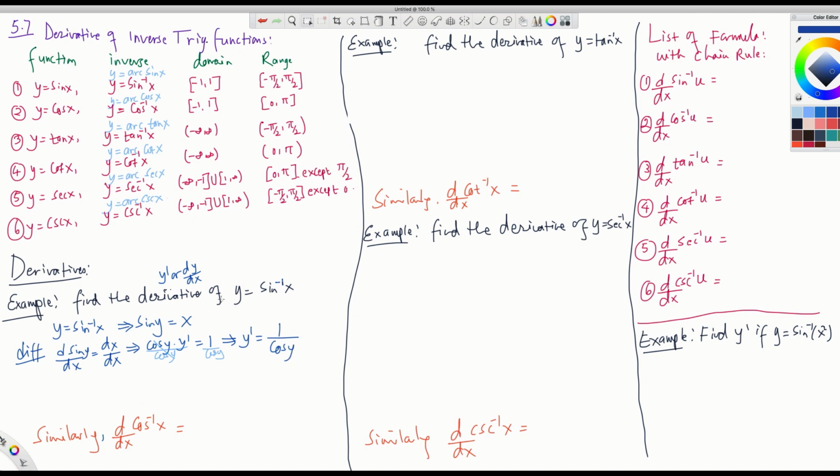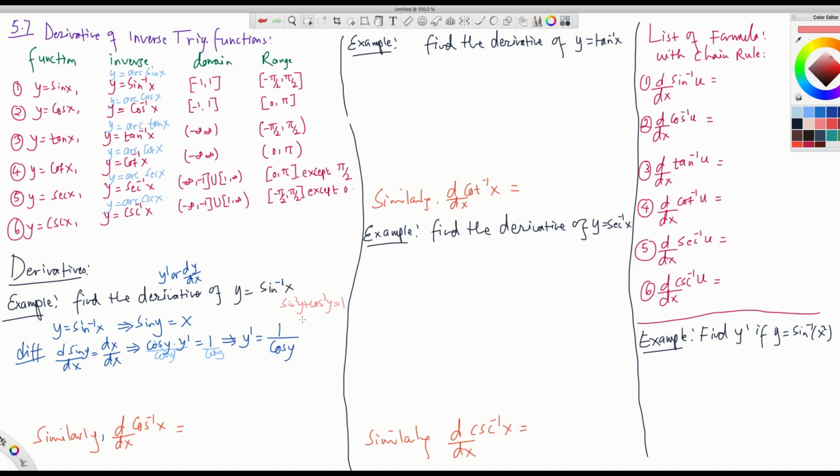But the question is given as y equals sine inverse x. Y is defined explicitly in terms of x, but for y prime I don't want to write using y, I want to write using x. How do I do that? If you remember the trig identity, what is the value of sine square y plus cosine square y? It is always 1, right?